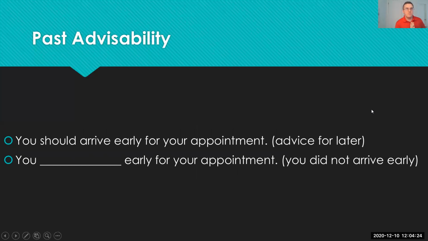Let's look at past advisability. You should arrive early for your appointment. So this is advice for later, advice for the future. You should arrive early for your appointment. If I'm talking about the past, you did not arrive early. Okay, you missed your appointment. You were late. How would I use the modal should in the past? You should have arrived early for your appointment.